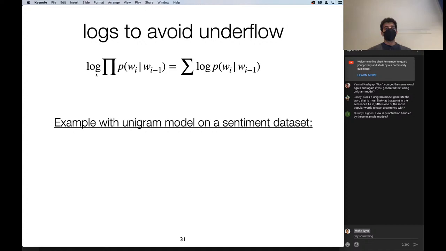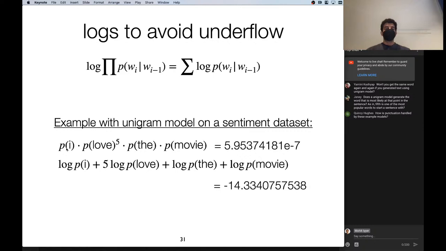If you think about the log probability of this sentence, we can rewrite this as a sum of these conditional log probabilities. Given the sentence, from a sentiment analysis data set, someone wrote, "I love the movie." With a unigram model, you would get the probability of I times the probability of love to the fifth power, or it occurs five times, times the probability of the, times the probability of movie, and you get this really small number. But if we just add the logs instead of multiplying the raw probabilities, we have a much more manageable number. So in practice, in all our implementations, we will be using log probabilities rather than raw probabilities for this reason.